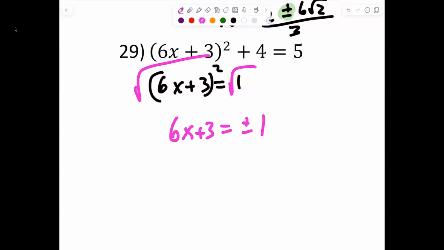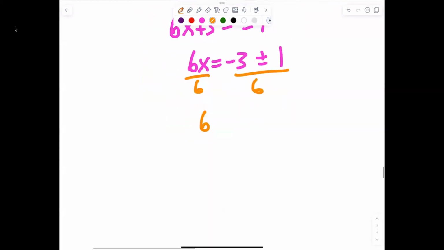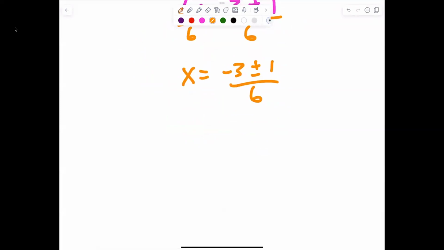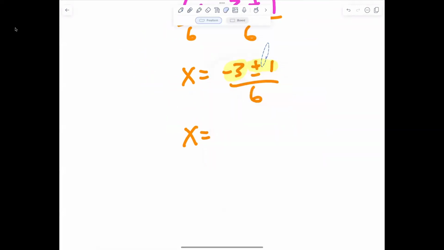Now what do I do with the 3? Subtract it. 6x equals negative 3 plus or minus 1. And now what? Dividing by 6. So x is equal to negative 3 plus or minus 1 divided by 6. Now, here's where I want to help. X equals. First thing we're going to do is negative 3 plus 1. What is negative 3 plus 1? Negative 2 over 6. What's that?